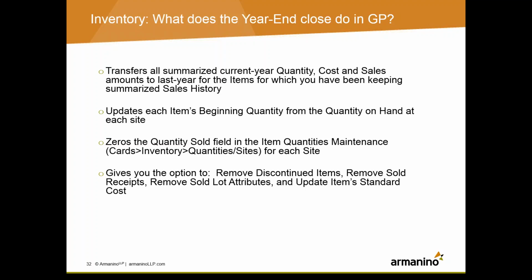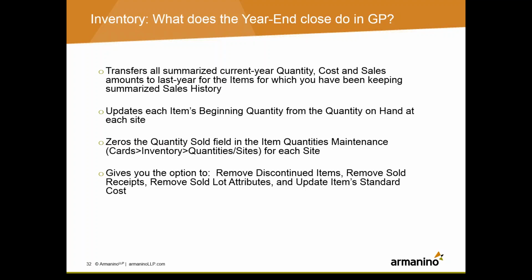It zeroes out the quantity sold field in the item quantities maintenance window for each site. It also removes purchase receipts and cost change history for each item that have been completely sold. It removes any discontinued items from the item records that have been completely sold. It also removes any lot attributes from the records of lot numbered items if they have been completely sold. A couple of other options when you're doing the process is you can also update the standard cost of each item to the current cost if you use either the FIFO periodic method or the LIFO periodic valuation method.